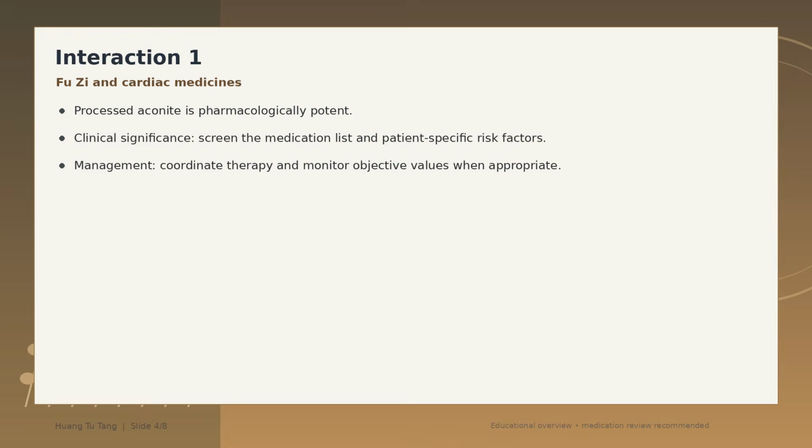The first interaction focuses on Fu Zi and cardiac medicines. Processed aconite is pharmacologically potent. Aconite alkaloids can cause ventricular arrhythmias, hypotension, neurologic symptoms, and life-threatening toxicity if processing, dose, or identification is wrong. Combining it casually with antiarrhythmics, digoxin, stimulants, or other agents affecting cardiac conduction is unsafe.